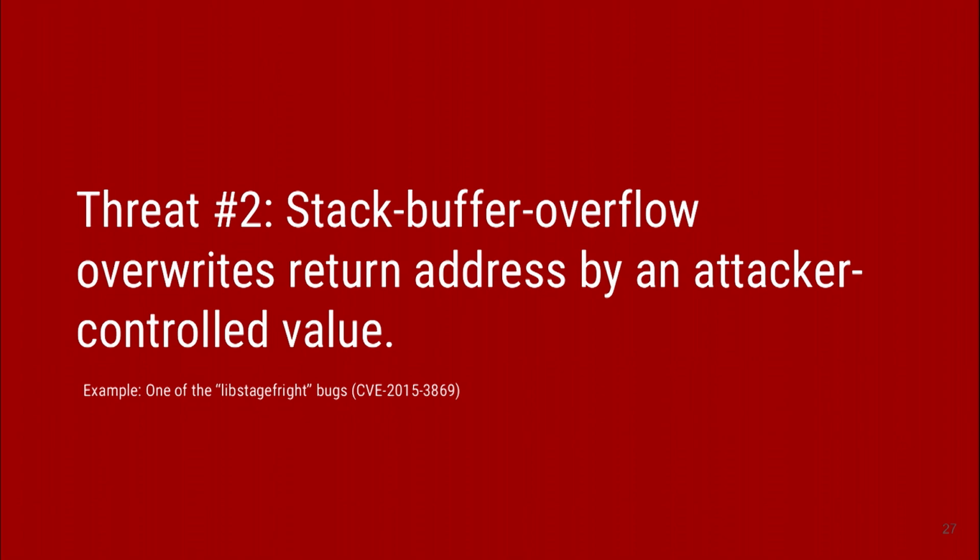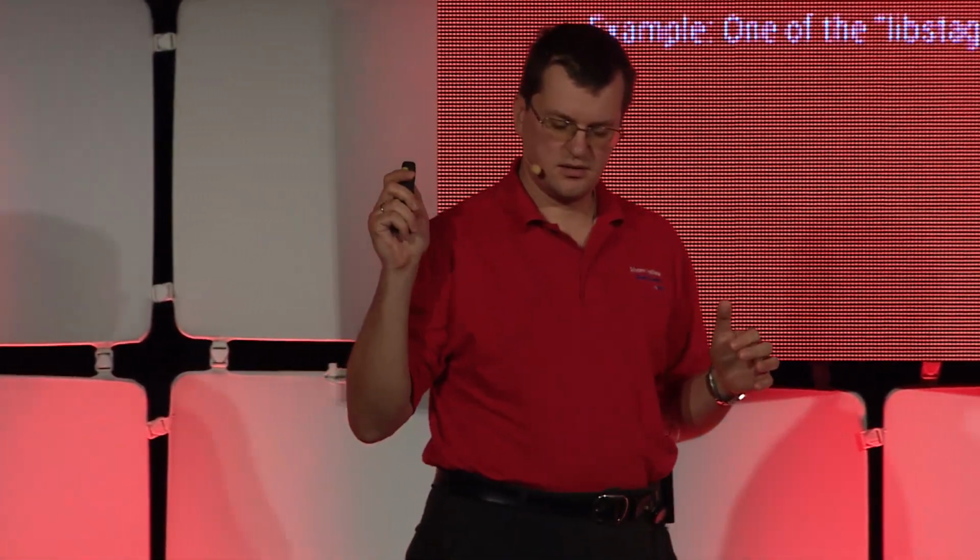So the concept of CFI and the way of doing this has been known for a while, but what we have achieved is the speed of this check. Our check requires at most a single memory load per indirect call, or sometimes not at all. The second threat is also quite popular: a stack buffer overflow overwriting a return address on the stack, again by something that the bad guys control. And again, this is not theoretical, we've seen it in a few cases.